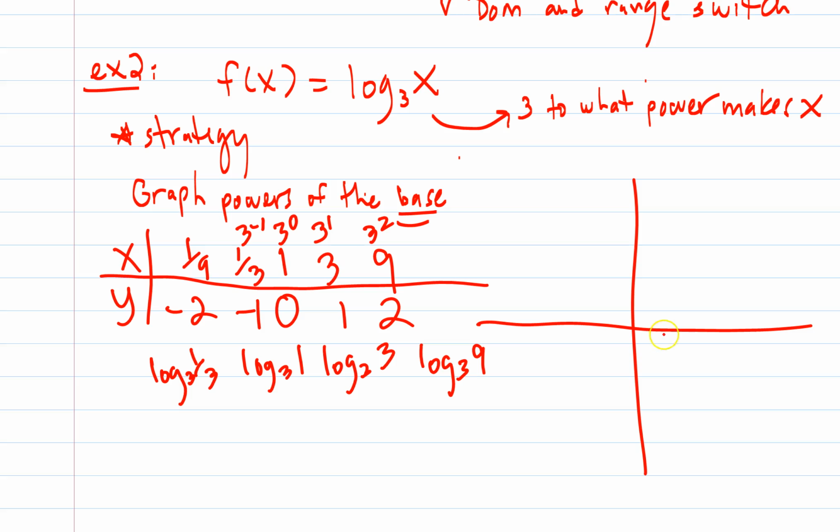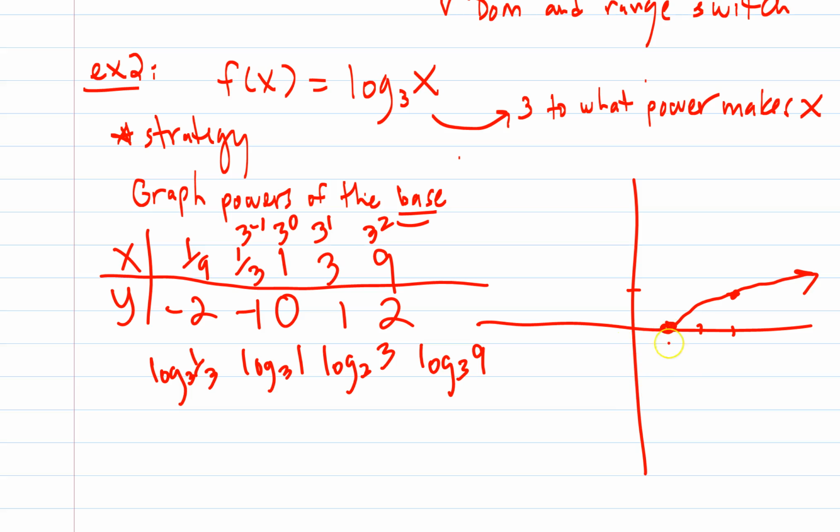I have a point 1, 0. I don't get to 1 till we go all the way over to 3. 3 goes to 1. I don't get to 2 till we get all the way to 9. This graph is increasing very slowly.